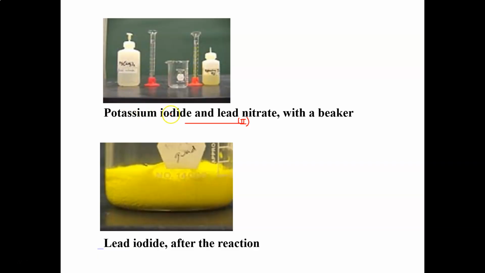So I have potassium iodide solution, lead 2 nitrate solution, and I'm going to put them together into the same beaker. When you put them together in the same beaker, you get a precipitate. In fact, a bright yellow precipitate. Look at all the solid that formed when you put those two together. Again, we're going to try to figure out what that precipitate is.